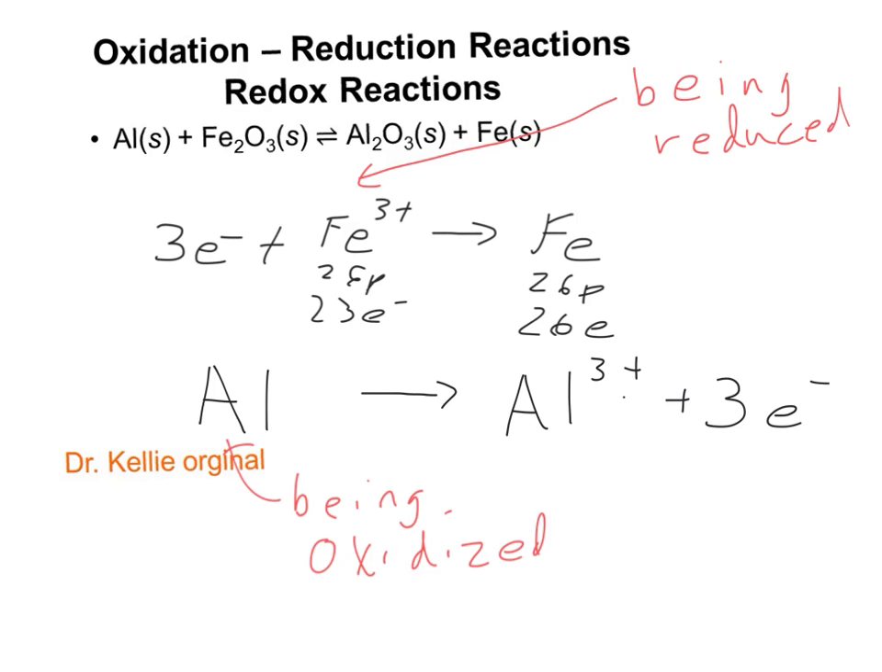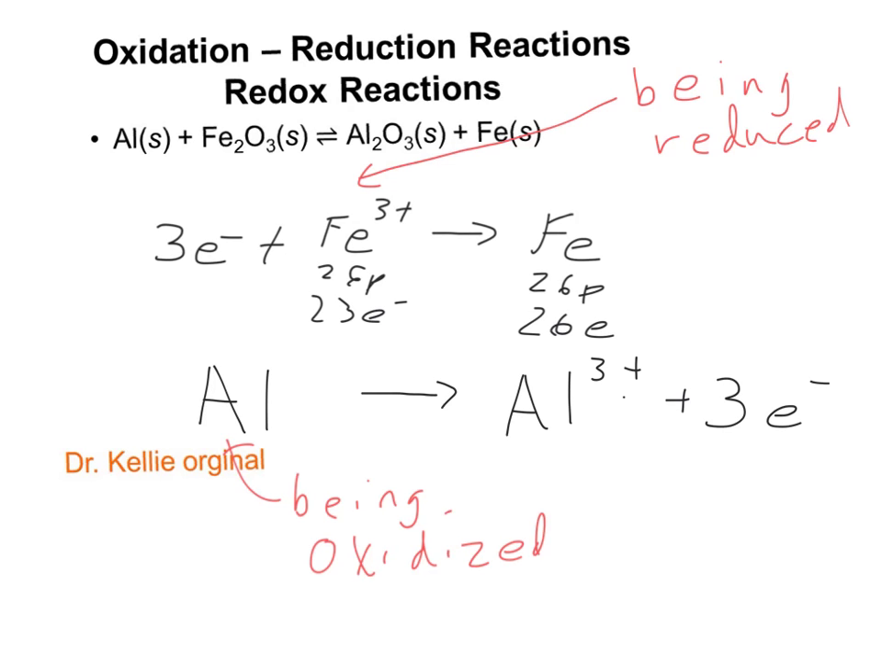If you're a rich and powerful celebrity, you have somebody whose job it is to make things happen for you, and that person's called your agent. So a reducing agent is something that causes something else to be reduced.